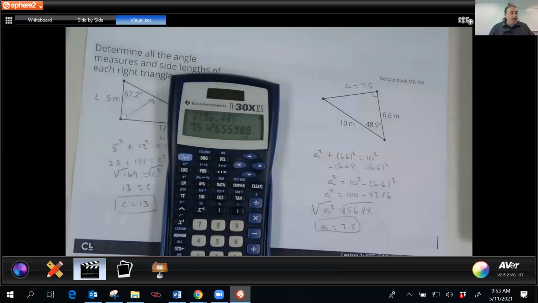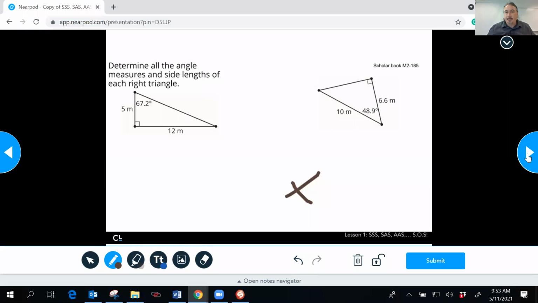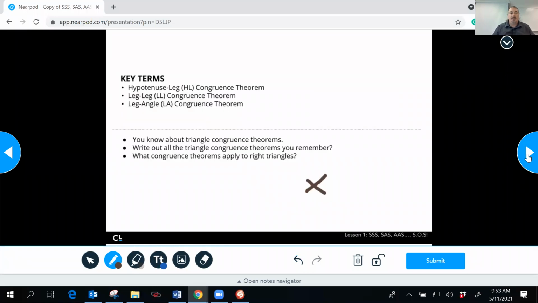All right. Don't hesitate to go back and rework this if you didn't quite understand the process. Let's go back into the Neurapod. So here are some key terms I need you to have and look for in this lesson: hypotenuse leg congruency theorem, leg-leg congruency theorem, leg angle congruency theorem. We're going to work on those in this upcoming lesson. Maybe not completely get to this today, but expect to see it in the next couple of lessons.